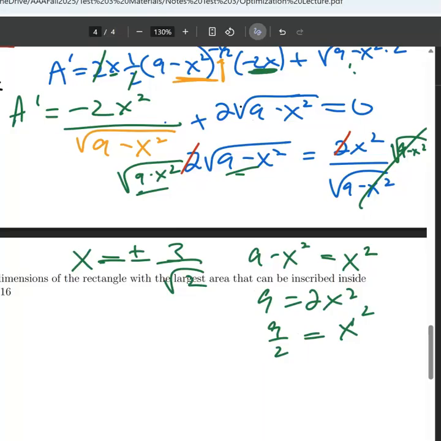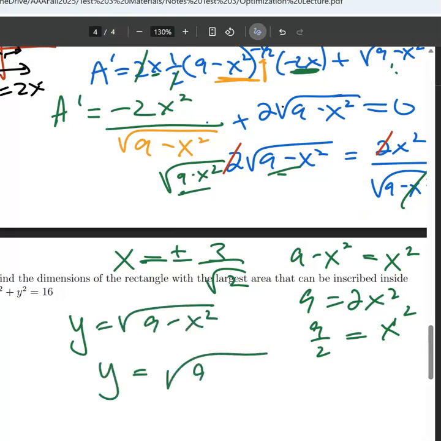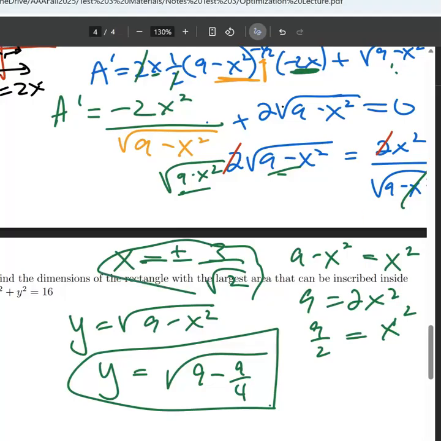That's the x value. And then if you wanted to find the y value, you'd plug it back into the original function, root of 9 minus x squared. So you'd get root of 9 minus, and if you square that, you'd get 9/4. So that's the y value, and that's the x values.